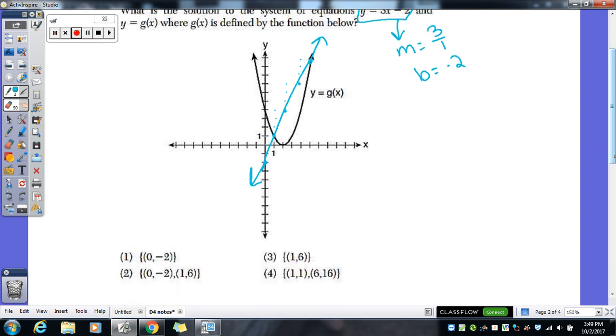So let's see here. We know they cross here at 1, 1. So it's not that. It's not that. It's not that. Ends up being that one. 6, 16, yeah, that one's a little fishy. That's going to be up a little higher than that one. But 1, 1 is definitely there, so that has to be one of your solutions there.